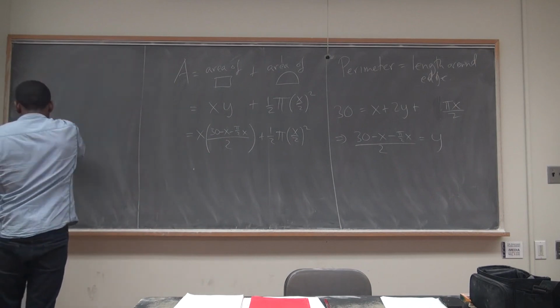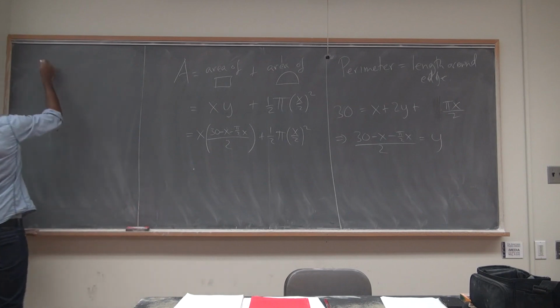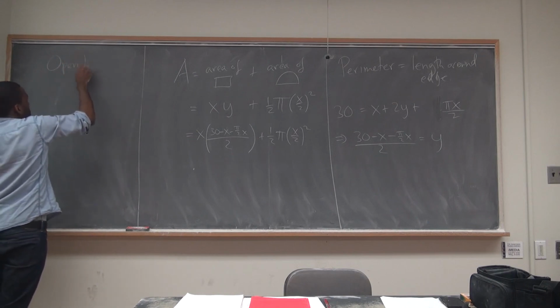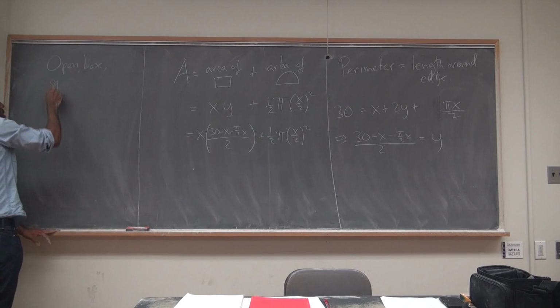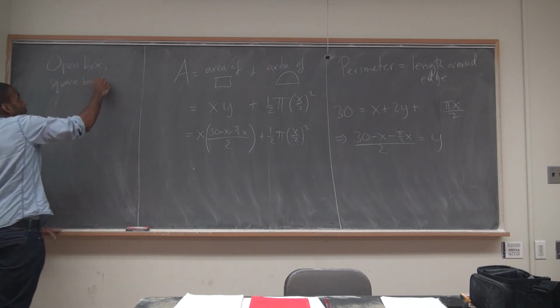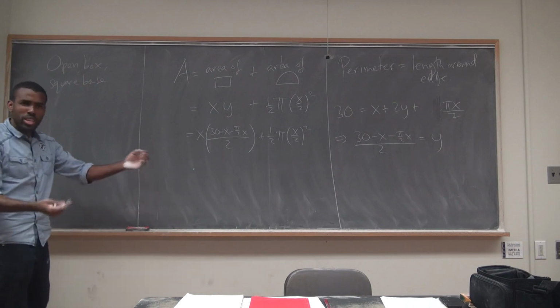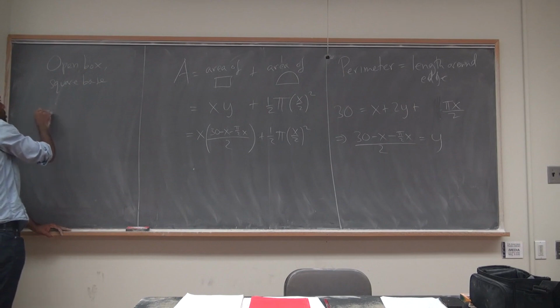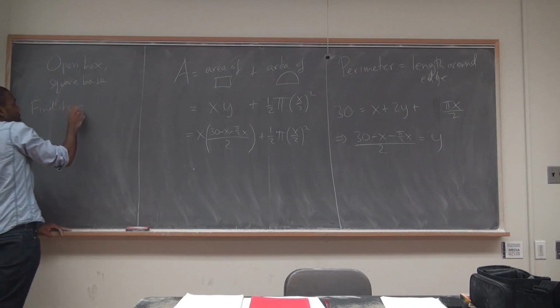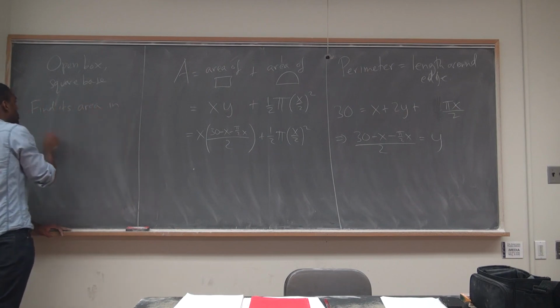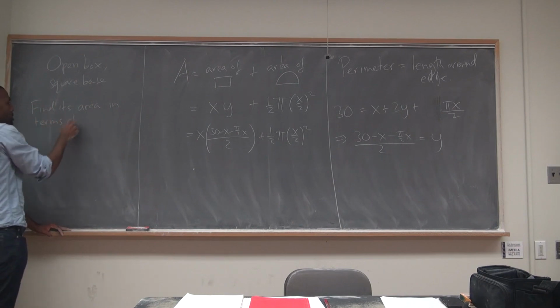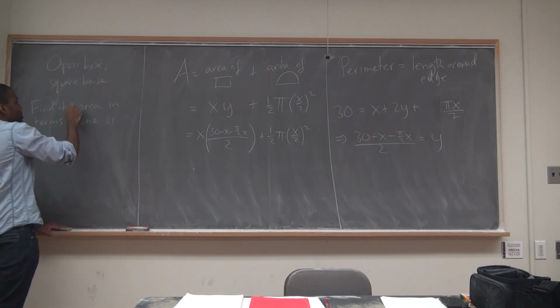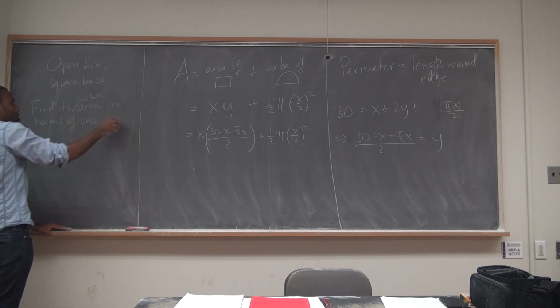I have the best question. So it'll be something like an open box. I can say a square base. I could say something like the length of the base is twice the width of the base, or something silly like that. I'll give you something about the base or the height, and find its area in terms of one side, like a surface area in terms of one side of the base.